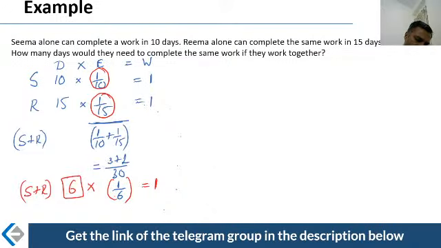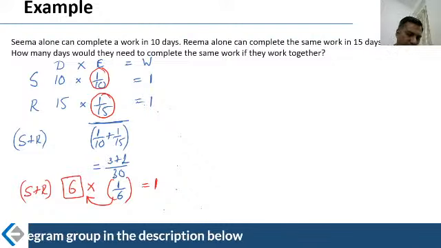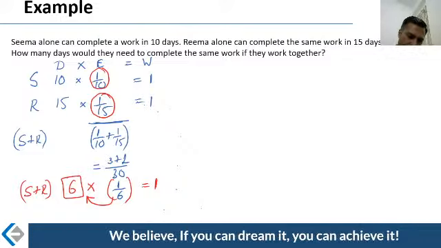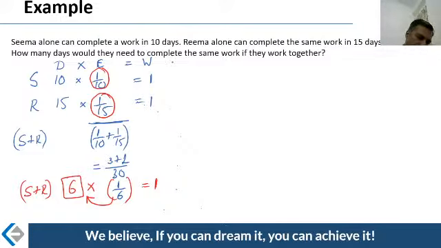Once you reach this stage, come back and write it in reverse. Because you are saying 1 by 6th work per day, so how many days? Reverse. The number of days is going to be the reverse of the efficiency, because efficiency and the time duration are inversely proportional to each other. Great. So far, this is typically the high school method.